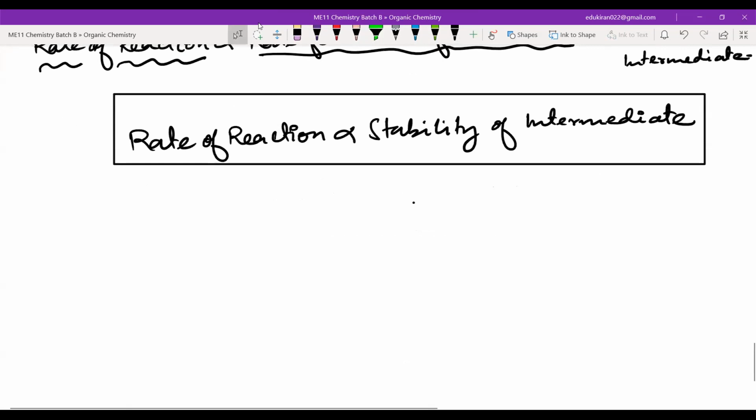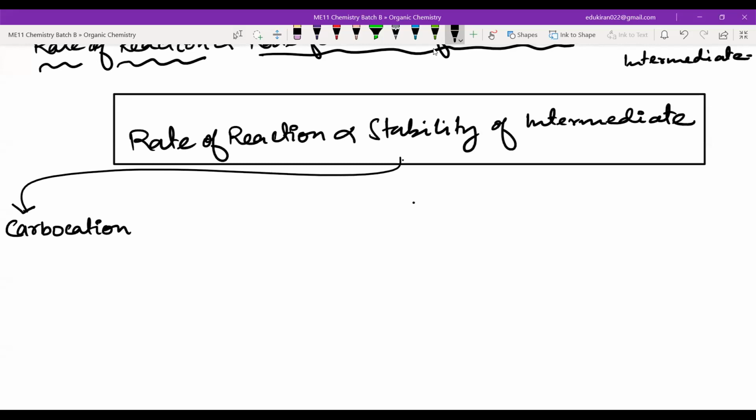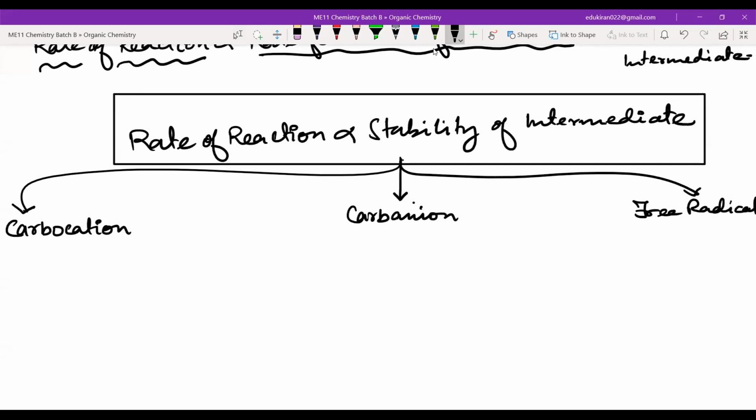We have seen three types of intermediate. We'll be looking at carbocation, carbanion, and free radical. Carbocation means a carbon with 3 bonds and a positive charge. Carbanion is a carbon with 3 bonds and a negative charge. That means it has an extra pair of electrons. How many electrons does it have? 1, 2, 3, 4, 5, 6, 7, 8 electrons. Okay, it has 8 electrons.